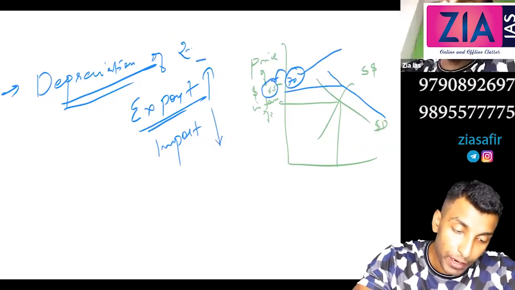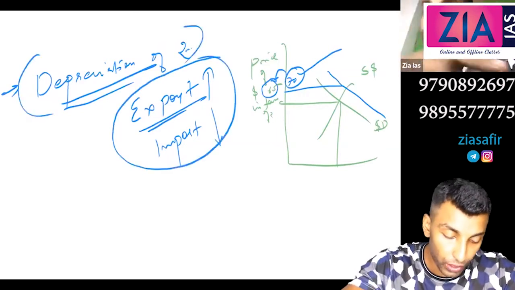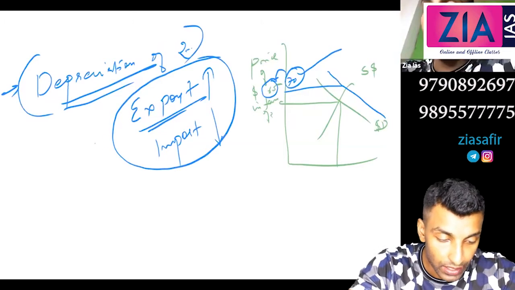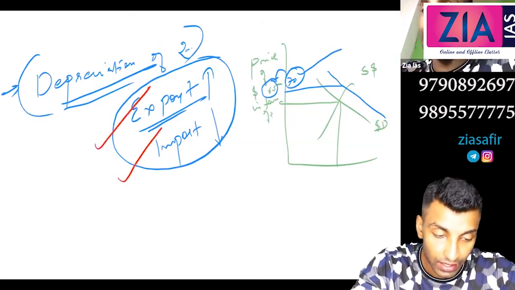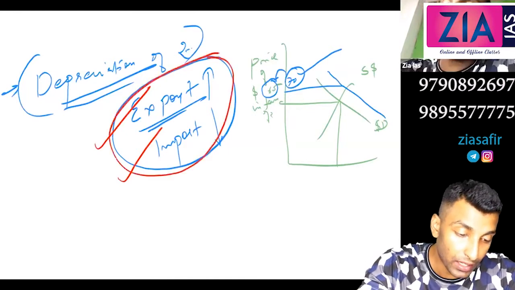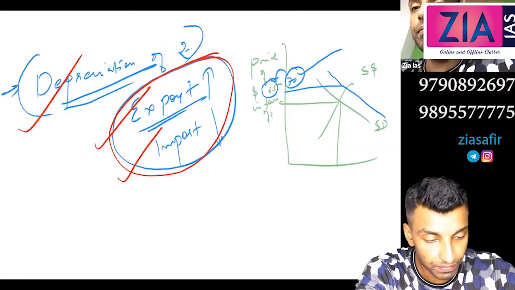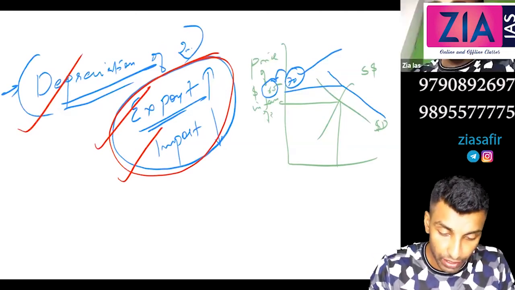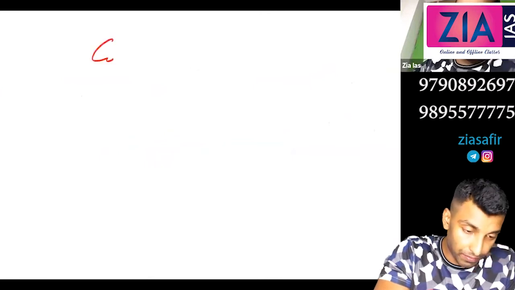So both will happen together during the time of depreciation of rupee. Like I have told you separately, export increase will lead to inflation, import decrease will lead to inflation. Both happen together during depreciation of rupee, so that is again inflationary. Okay, so that's about demand pull inflation. Then next is cost push inflation.